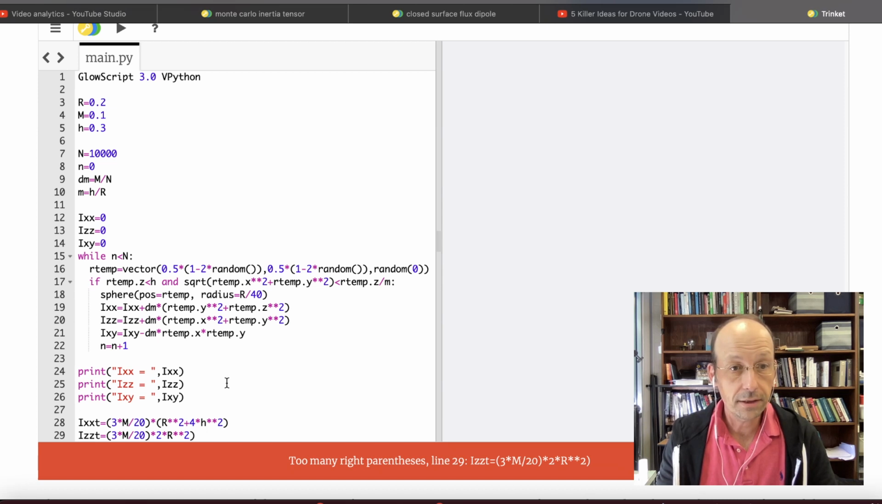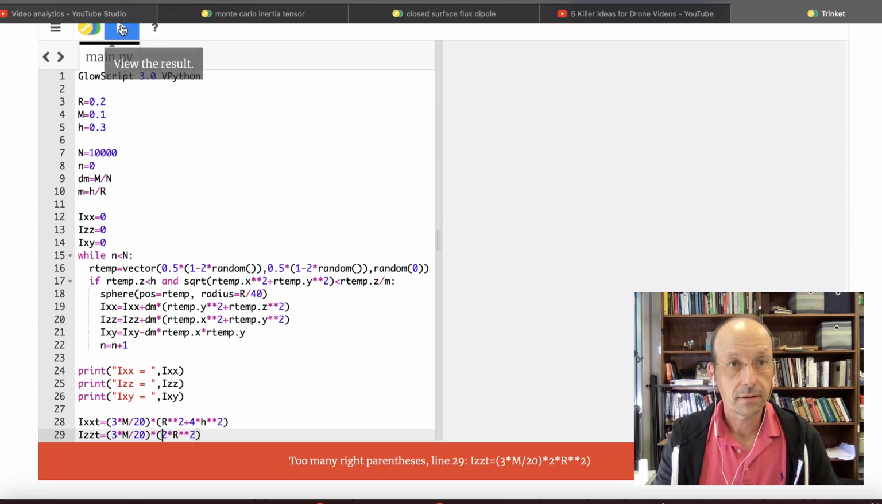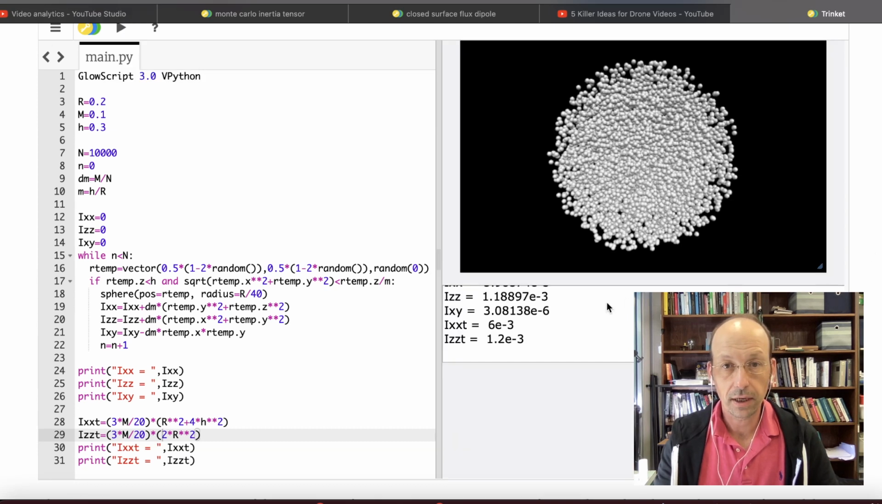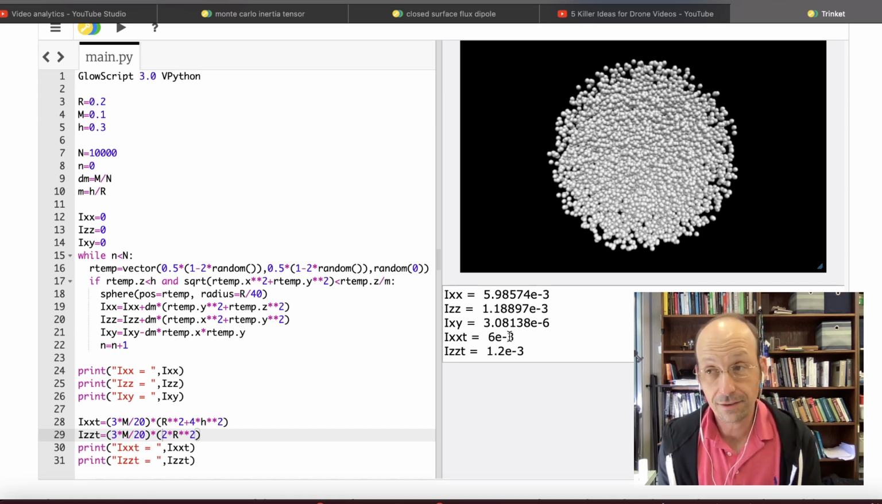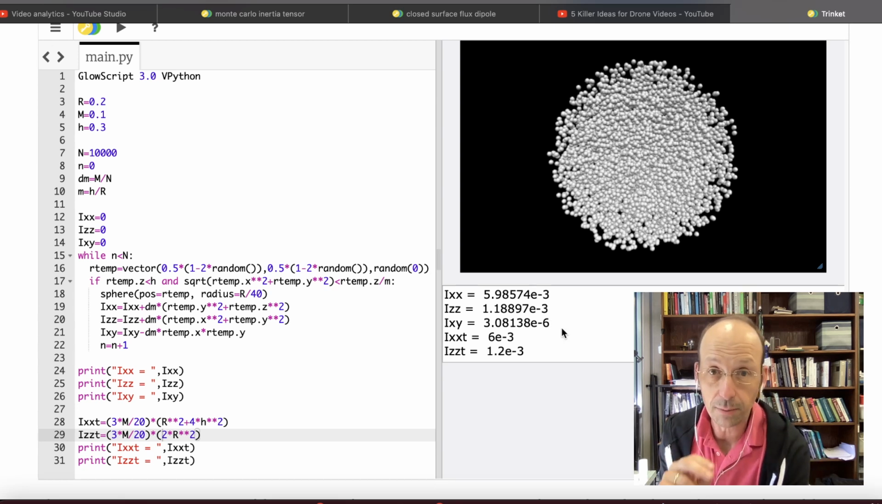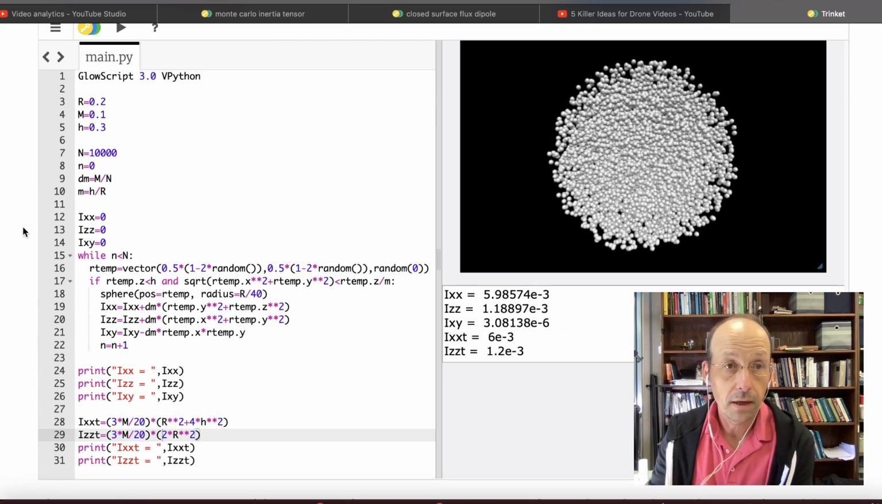And I have a mismatch in parentheses. Big surprise there. Okay, so here I get Ixx is 5 times 10 to the negative third. Here I have 6 times 10. That's a win. Izz is 1 times 10 to the negative third, 1 point, that's pretty close too. And for Ixy, it's 3 times 10 to the negative 6, so 1,000 times less. So that's pretty close to 0.